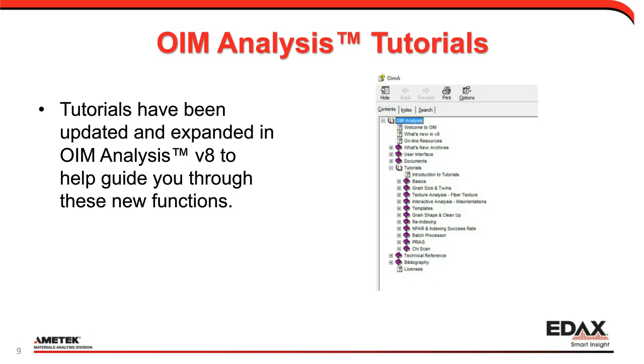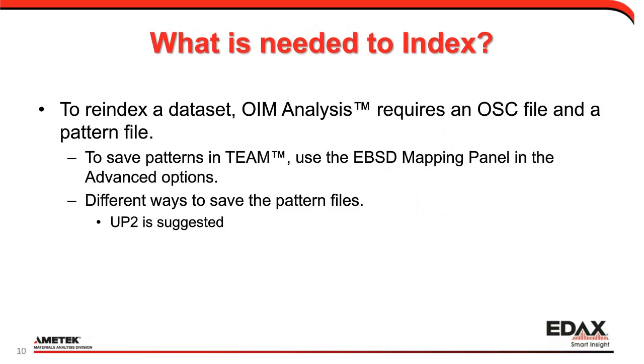So what do I need to index? This is very, very important, because we need to have the data to work with. To reindex a data set inside OIM Analysis requires an OSC file and the pattern files themselves. To save the patterns in TEAM, you go to the EBSD Mapping panel, in the advanced options, and click on Save Patterns. There are a couple of different file formats to save the patterns in: the .pat file, the UP1, and the UP2. We suggest the UP2 as the best one, for technical reasons. The .pat file tends to be a little bit larger, is my understanding, but the UP2 tends to be the best package for the pattern files.